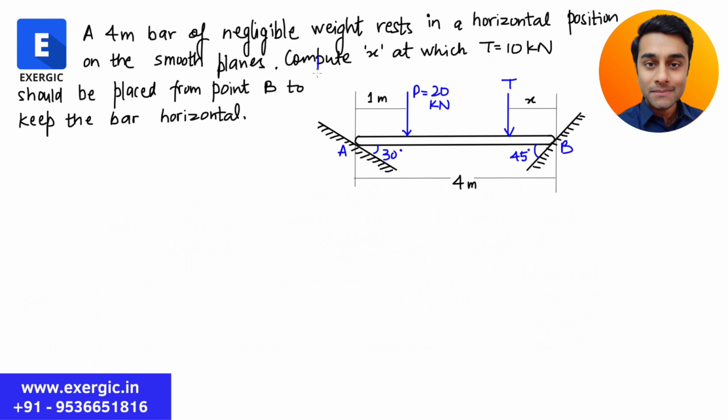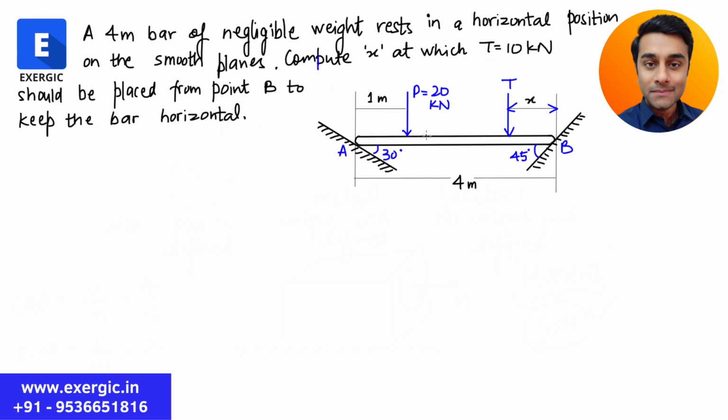The question further says to compute x. Where is x in the diagram? This length is x. So compute the distance x at which T is equal to 10 kilonewton. A force T having magnitude 10 kilonewton should be placed from point B to keep the bar horizontal. So in this question, initially the bar is at horizontal position, but it has to be acted upon by a force T such that it stays in the horizontal position. The magnitude of T is 10 kilonewton.